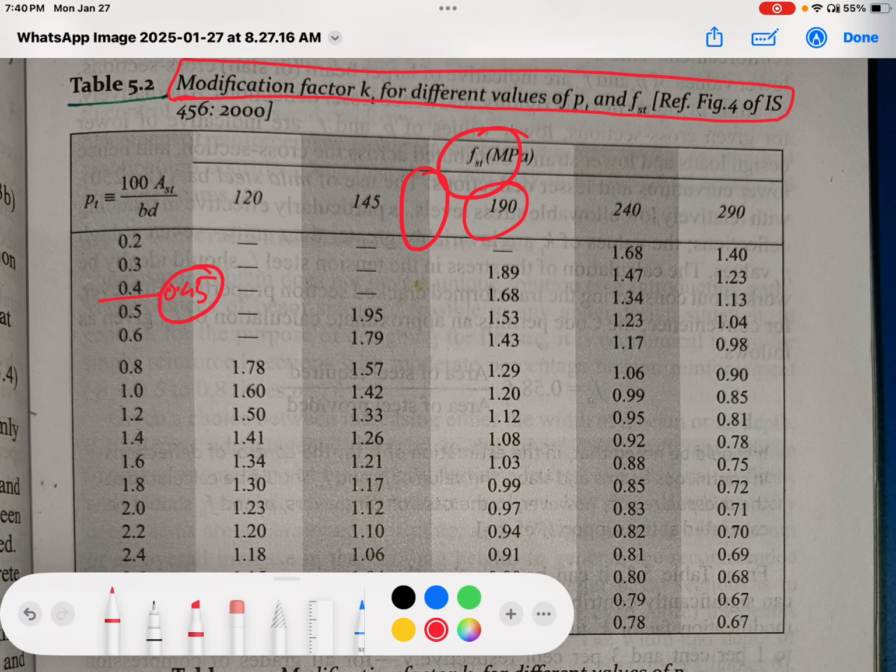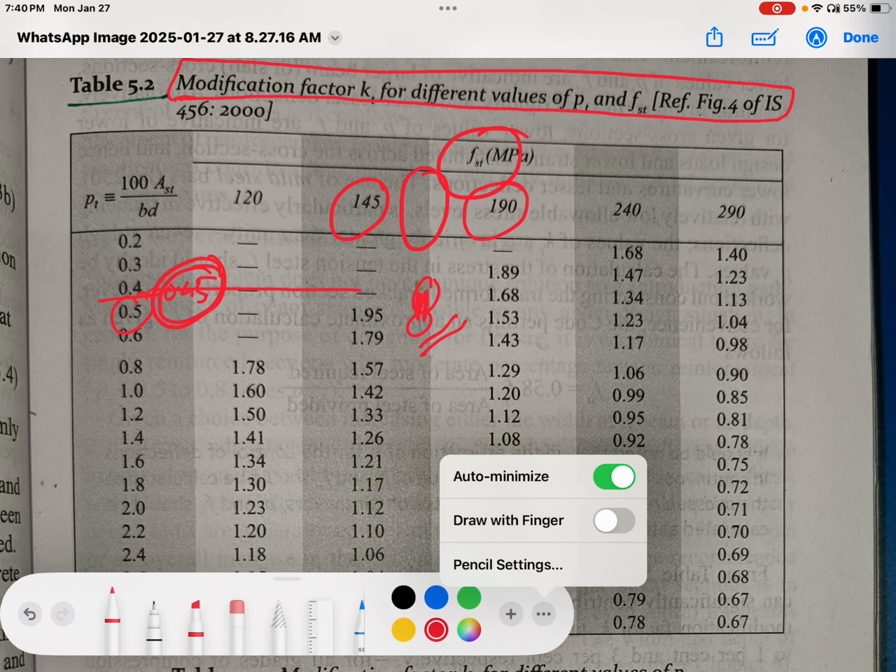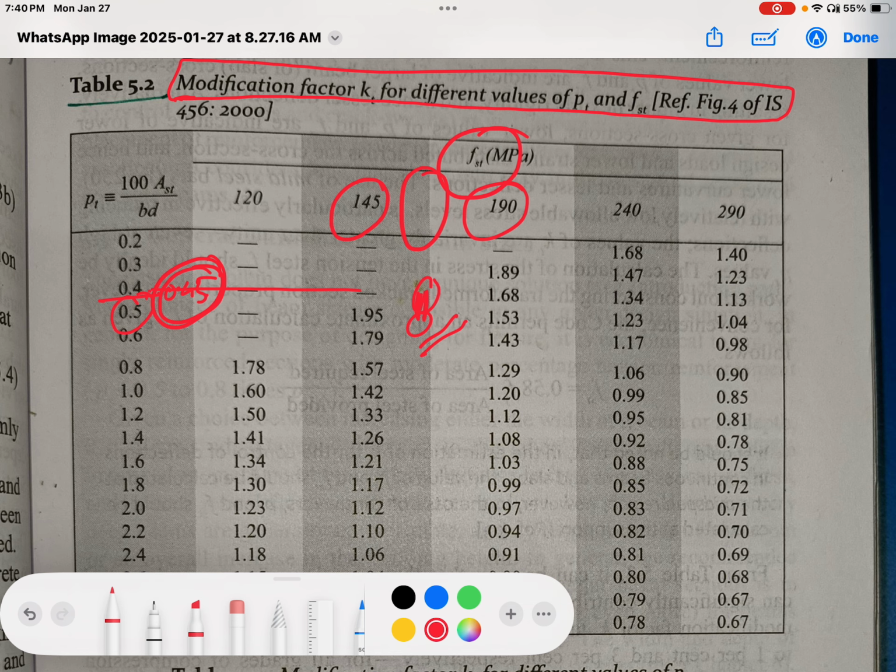So for 0.4 you need to find out the intermediate value first. Then for 0.5 you need to first find out the intermediate value. Then for 0.45 you need to interpolate between these two values to find out the modification factor for 0.45. So 2-3 times you need to do the linear interpolation. This may be a little lengthy, but you should do it for accuracy.